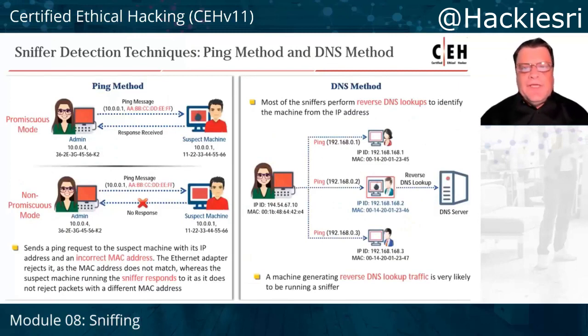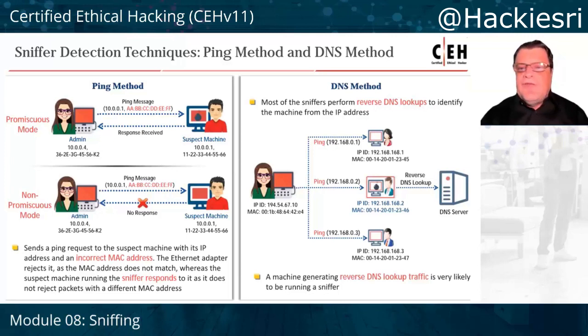Sniffer detection techniques, ping method and DNS method. The ping method sends a ping request to the suspect machine with its IP address and an incorrect MAC address. The Ethernet adapter rejects it as the MAC address does not match, whereas the suspect machine running the sniffer responds to it as it does not reject packets with a different MAC address. So this is a fairly simple method in order to try to detect this situation.